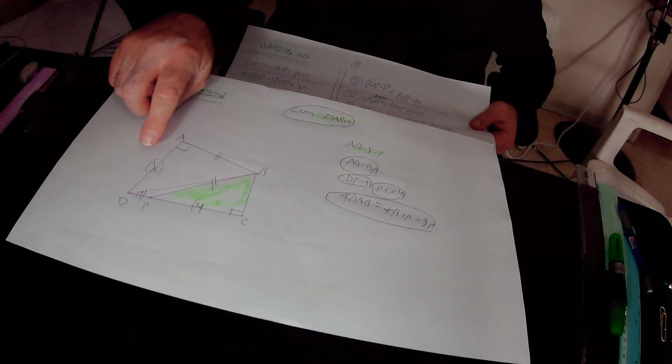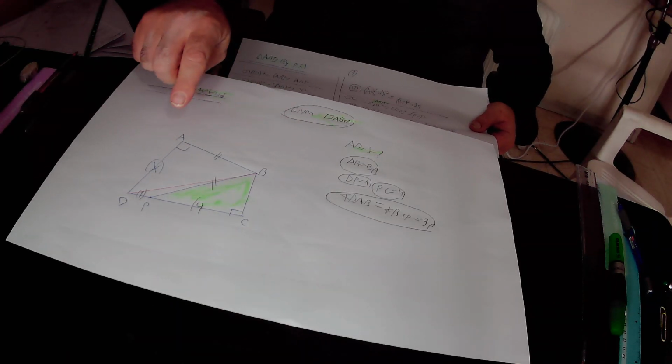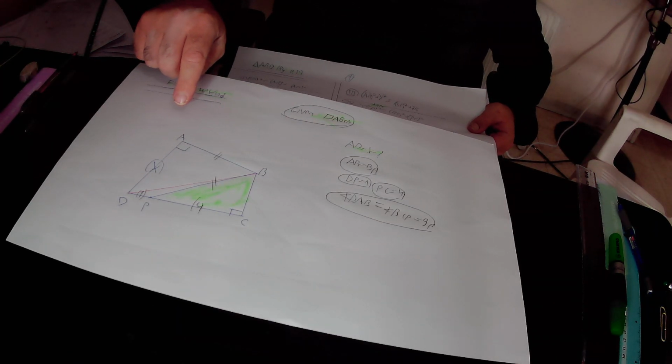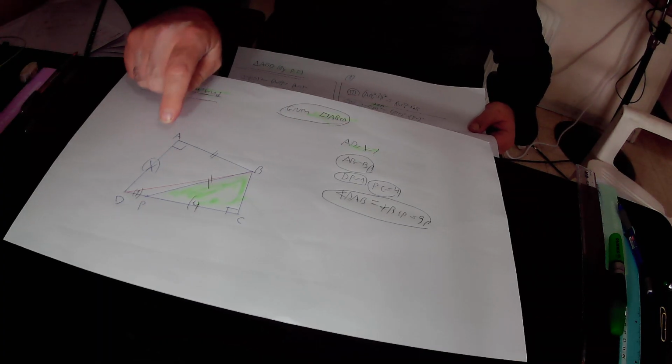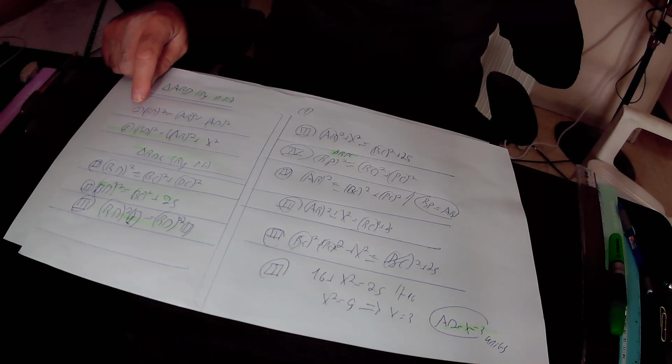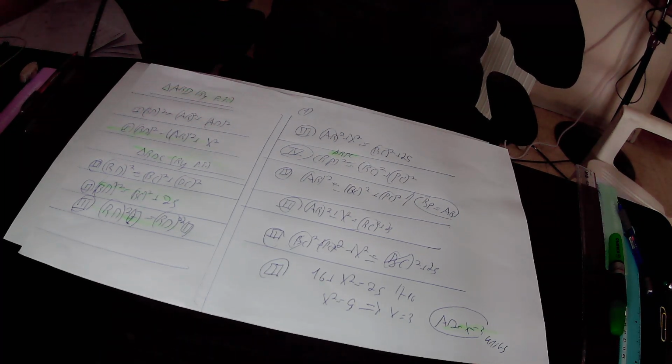BD is the missing side, so we leave it as it is. So BD squared equals AB squared plus AD squared. AD is x, so AD squared is x squared. So in total, according to equation 1, BD squared equals AB squared plus x squared.